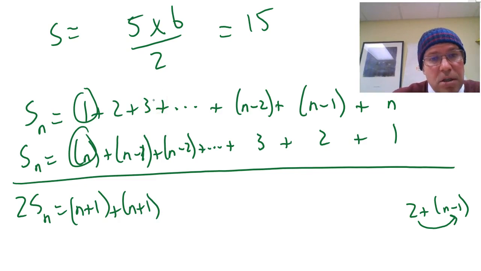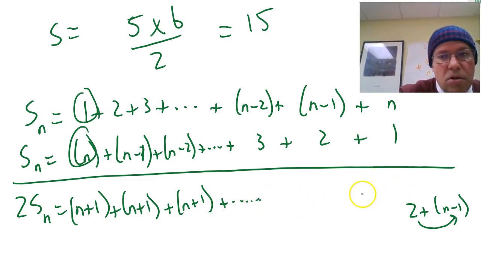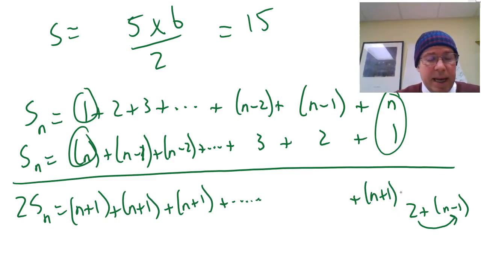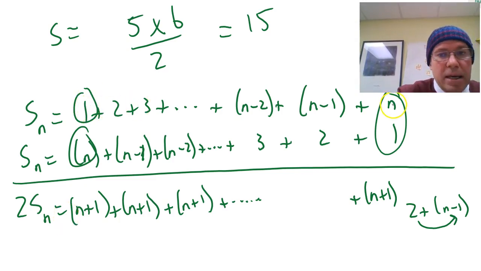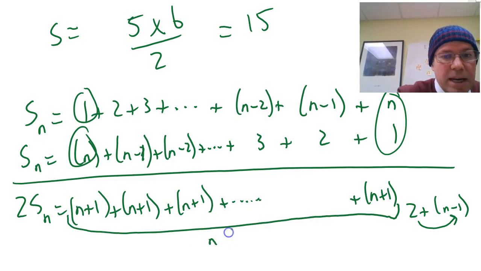Well, 3 minus 2 is 1. I've got another n add 1. And they're all n add 1s, all the way to the very last term, which you can see is an n add 1 as well. So every time you add the pair together, you get an n add 1. How many n add 1s do I have? Well, I've got n numbers, 1 to n here, 1 to n here. So I've got n of these n plus 1s.